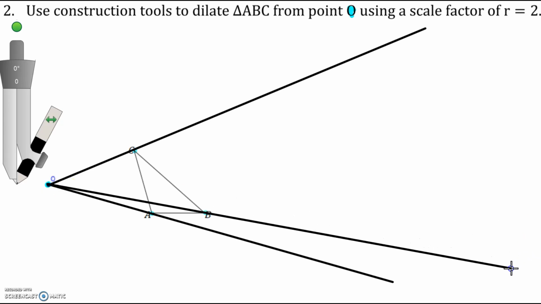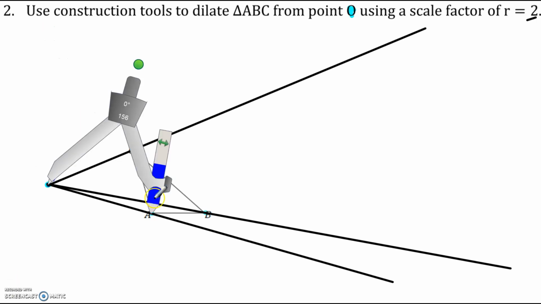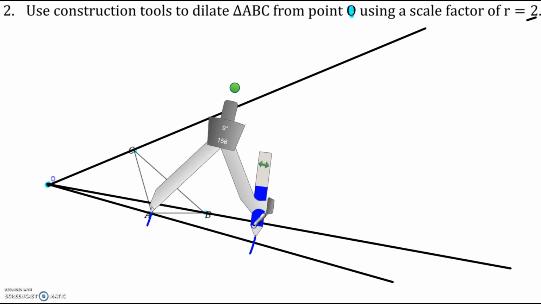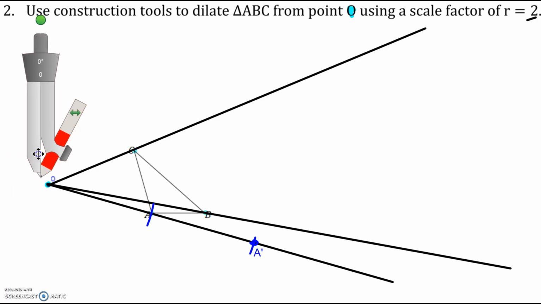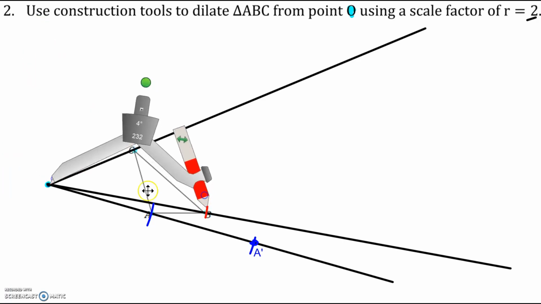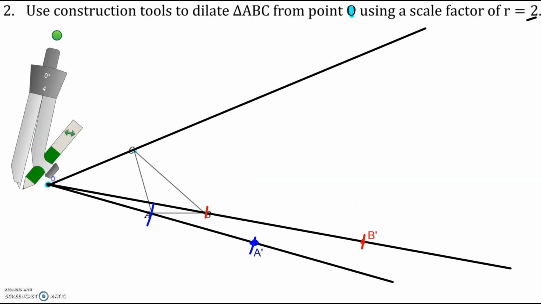And what we're going to do is measure our scale factor of 2 for each one of these. So we're going to take our compass, put it on O, and do each one. We go from O to A, swing that arc, and then go along the same line and swing that, and this will be A prime. Next, we put the compass point on O and go from O to B. Swing the arc and repeat it down the line from here, and this will be B prime.